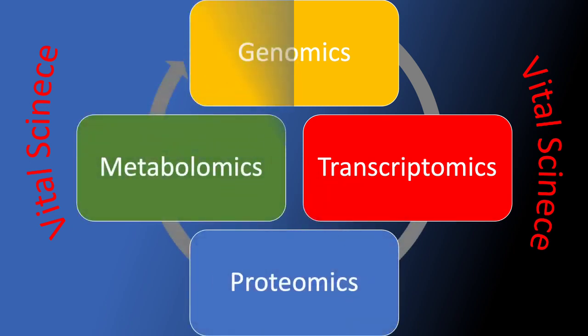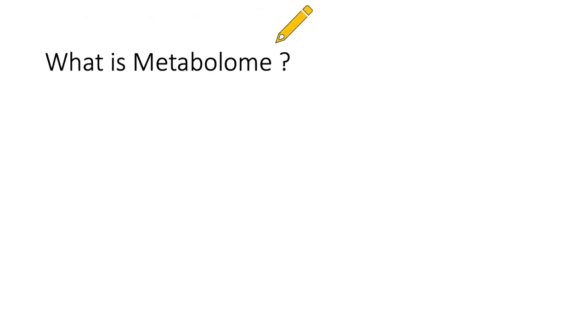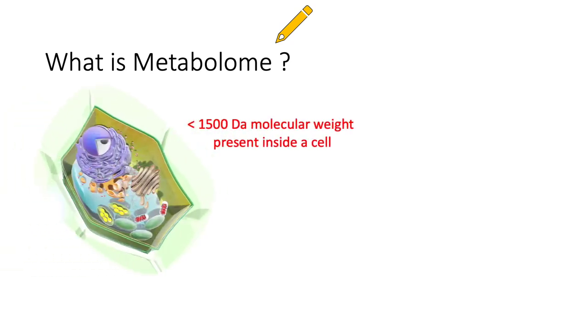In this video, we will be having a quick look at genomics, transcriptomics, proteomics, and a detailed summary about metabolomics. Let's have a look at what a metabolome is. By definition, any molecule of less than 1500 Dalton molecular weight which is present inside a cell is called a metabolite. These metabolites are produced by various metabolic processes occurring inside an organism, and together all these molecules form a metabolome.